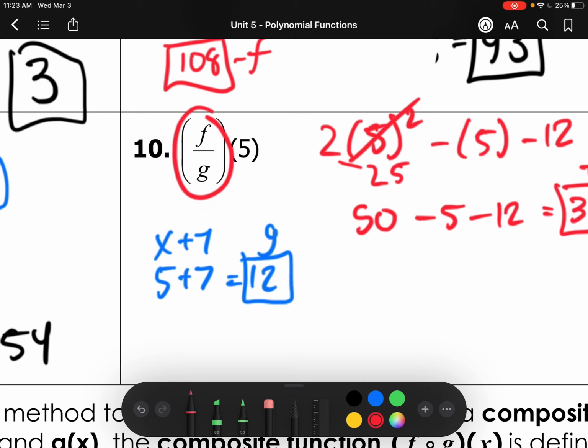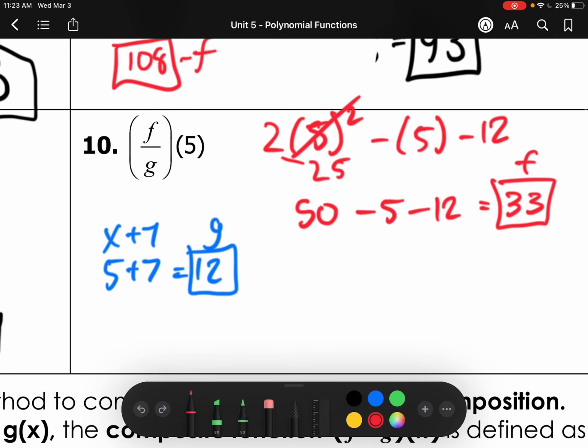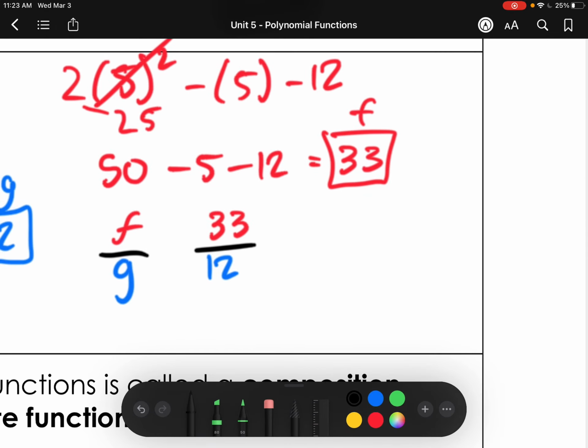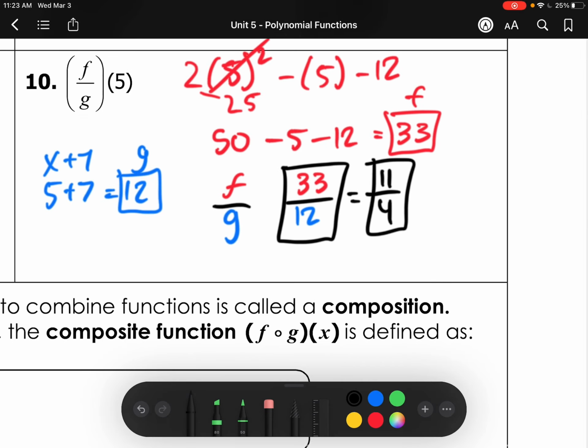And I'm going to do the operation indicated, which is f divided by g. I'm replacing f with the value for f that I just solved, which was 33, over my value for g, which is 12. And this can be simplified further, right? Both 33 and 12 are evenly divisible by 3. 33 divided by 3 is 11, and 12 divided by 3 is 4. So our final answer is 11 divided by 4. If you got 33 over 12, I'll accept that as well.